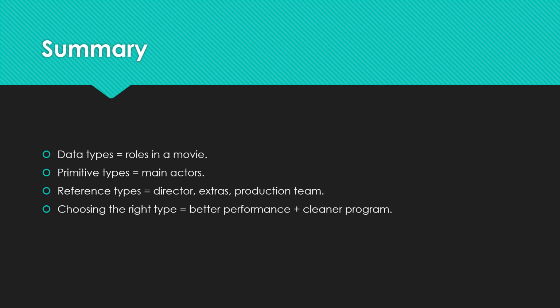So let's quickly summarize. Data types are like roles in a movie. Primitive types are your main actors. Reference types are the director, extras, and production team. Choosing the right data type is important for performance and clean code. And that's the end of our Java data types session. I hope now whenever you think of data types, you will imagine a movie set and it will be super easy to remember. This way is very helpful.